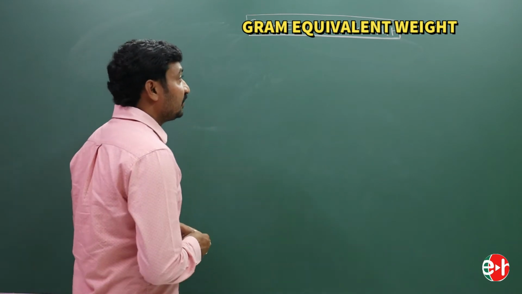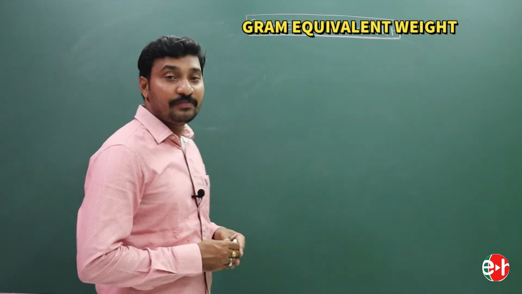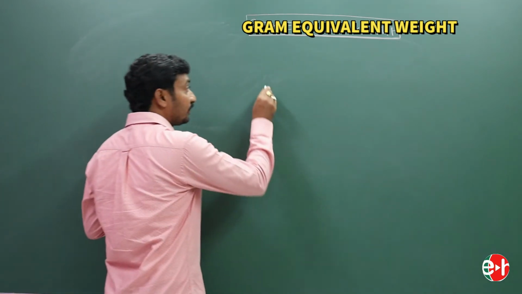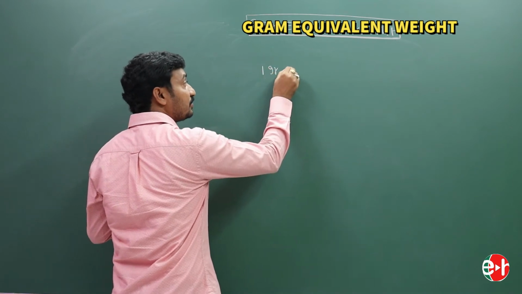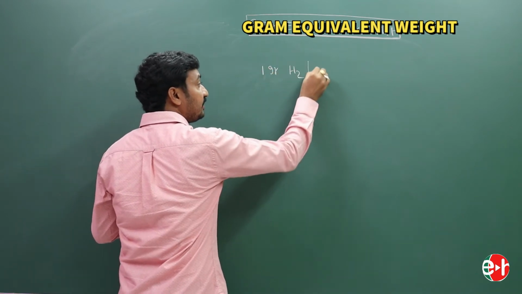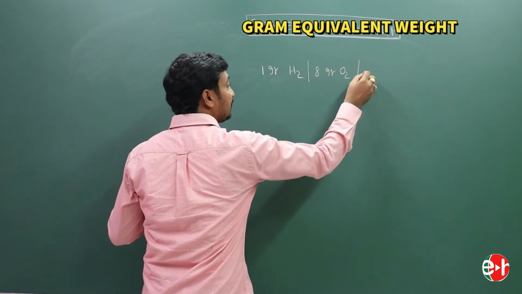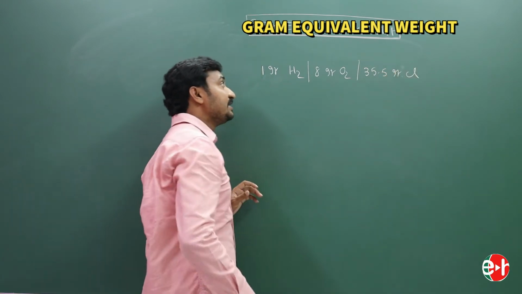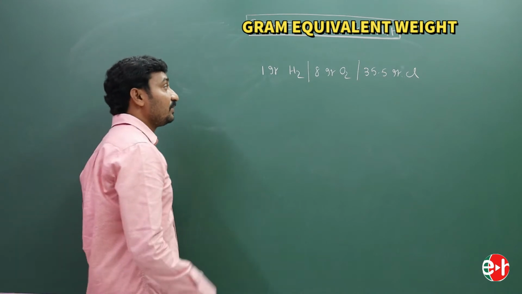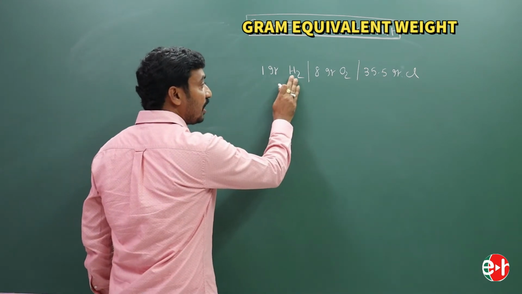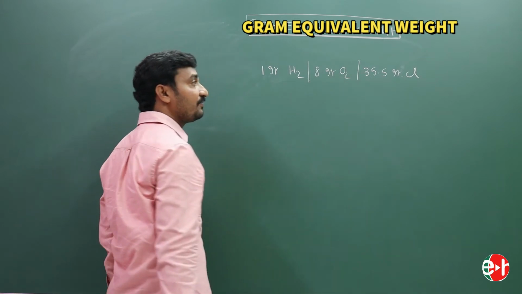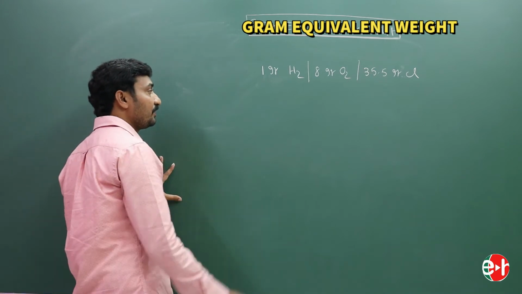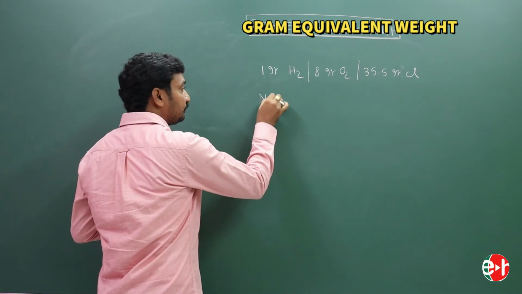Gram equivalent weight is the weight of an element that combines with 1 gram of hydrogen, or 8 grams of oxygen, or 35.5 grams of chlorine. Gram equivalent weight is the weight of an element, that means substance, that combines with 1 gram of H2 or 8 gram of O2 or 35.5 gram of chlorine. This is called gram equivalent weight. For example, we can take Na2O or NaCl.